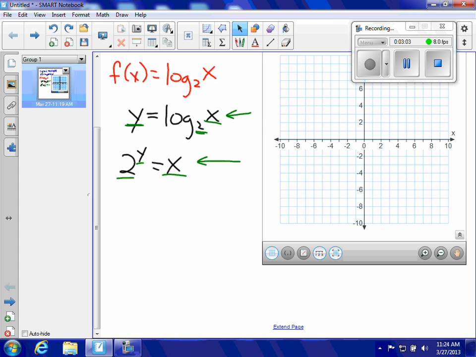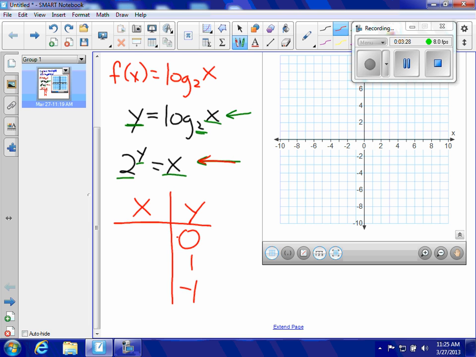I'm going to make a table. I recommend that you make a table. X, y, here we go. But in this instance here, I'm going to start with my y values. And we know with an exponential function, which this is the exponential equivalent, I have 3 key points. I have 0, 1, and -1. And because I'm graphing it with 2 to the y equals x, I want my y values for that. That'll make it easier to find the x values.